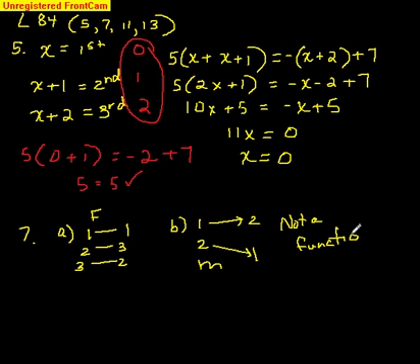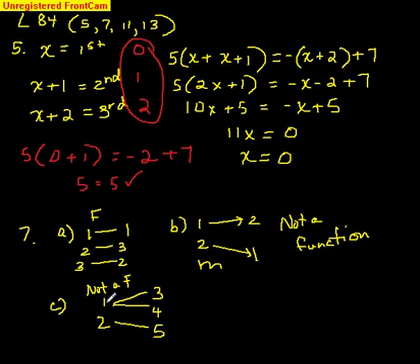Because in a function, every x value has to have its own unique y value. So that's not a function. Let's do one more. 1, 2, 3, 4, 5. 1 goes to both 3 and 4, and 2 goes to 5. This one's not a function because we have two values that come out of the x value. So this is not a function, not a function.